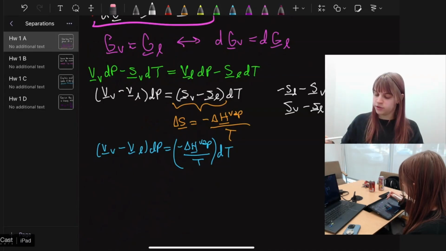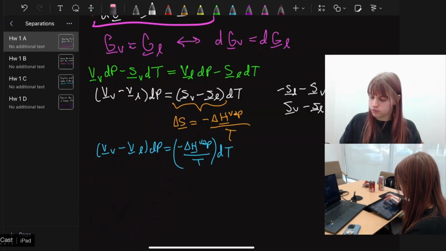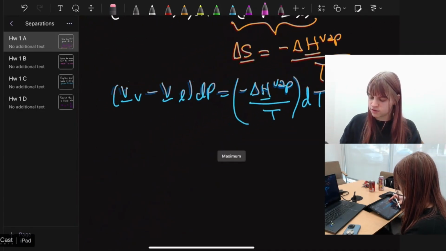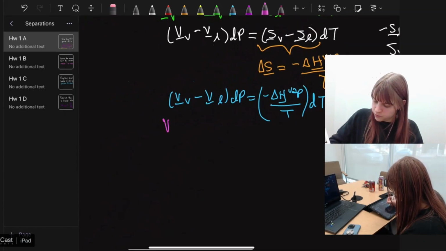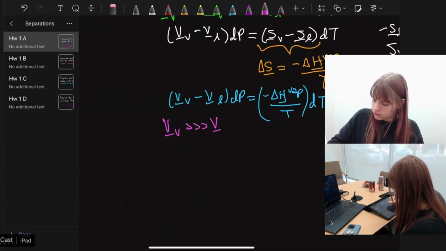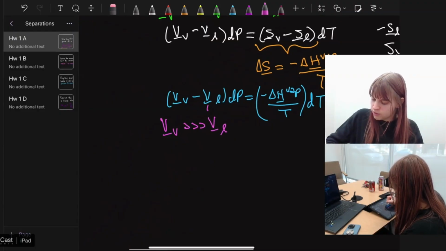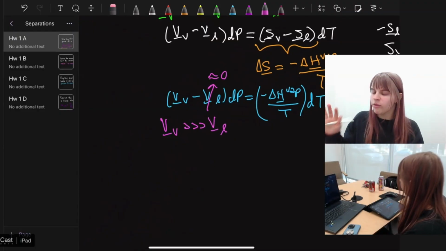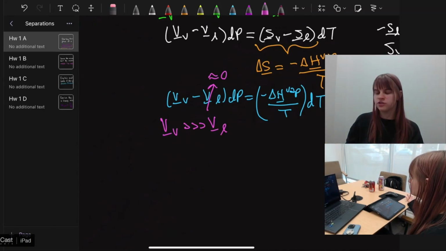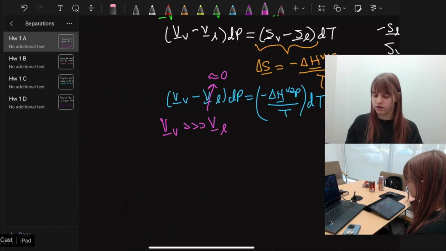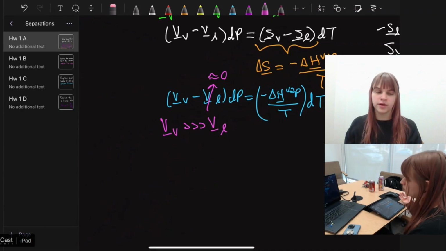And keep in mind, for a real-life situation such as this, the volume in the vapor phase would be much larger than the volume in the liquid phase, so we can approximately say this is about 0 in comparison to the vapor phase, which we are subtracting from.